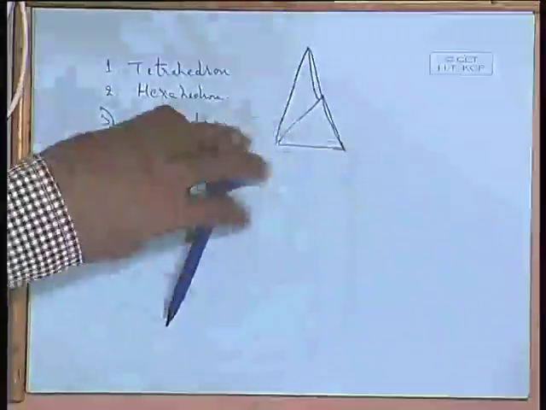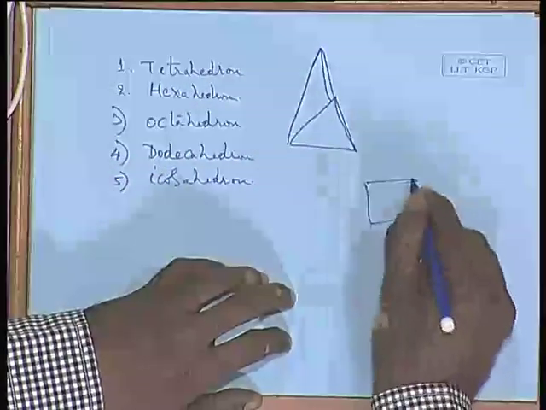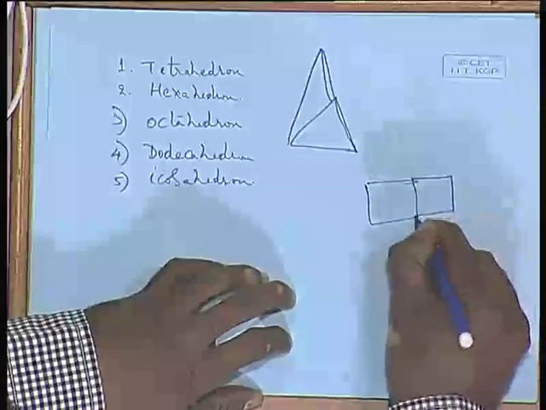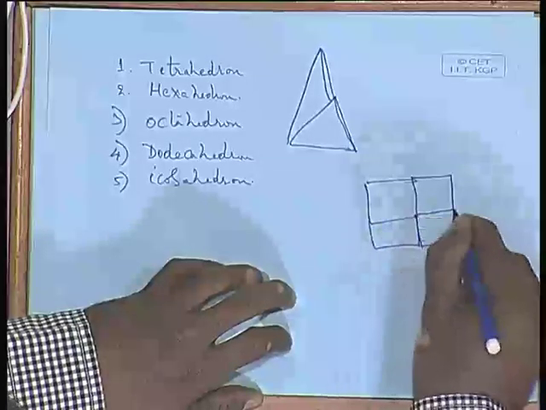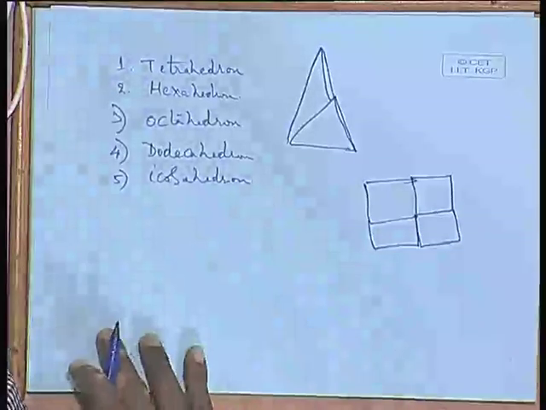Correct. So, if you take any apex, any corner of the body, if the total angle is less than 360 degrees, we call it a solid. Take any corner. For example, take a square. Join 4 squares, let us say simply like this. Take a square and put another square, another square, another square. See, there are 4 squares.